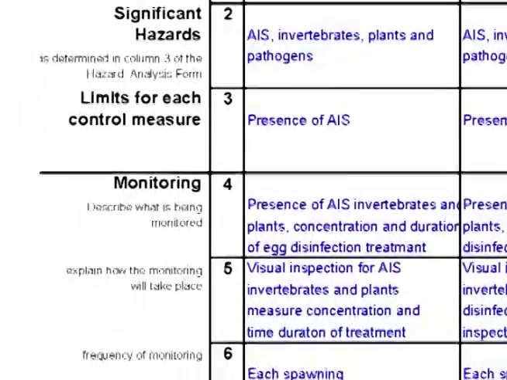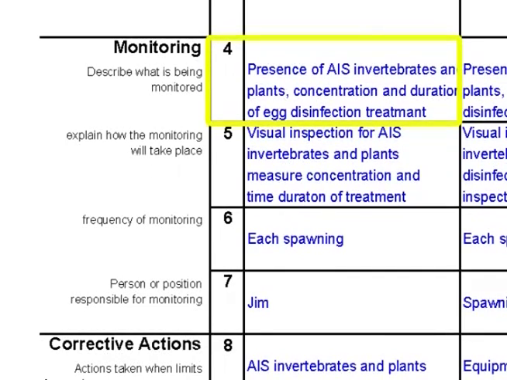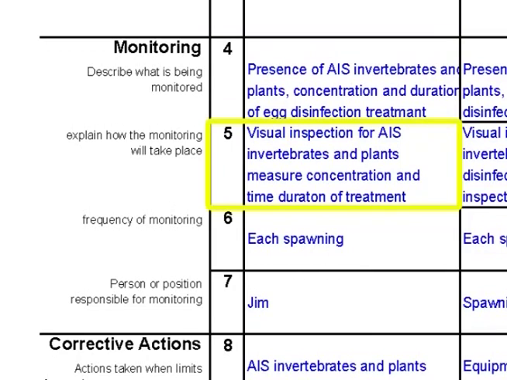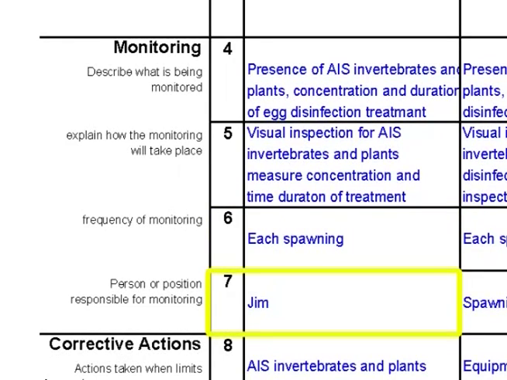Continuing down the column, we find the particulars on monitoring the success of our biosecurity plan. We will monitor the presence of AIS invertebrates in plants, as well as the concentration and duration of the disinfection treatment by visual inspection and measurement. This will happen each time we spawn, and it would appear that somehow I was assigned the responsibility to do the monitoring. Monitoring and recording the limits of the control measures should be the responsibility of a person on site at the time the control measure is being applied.